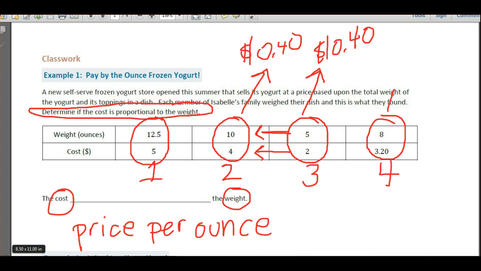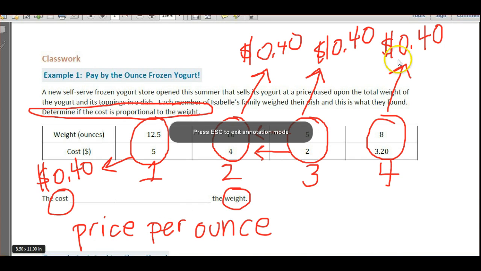Scenario number 4, again, $3.20. You see that 32 in there. You see the 8. If you know your fact families, a 4 plays a part in there. In this case, it's less than $1. So it's going to be 40 cents an ounce as well. And yes, if you do the math and divide $5 by 12.5 ounces, you would get 40 cents an ounce. So yes, if you come up with that answer, they are indeed proportional. So we say cost is proportional to the weight across the different scenarios.